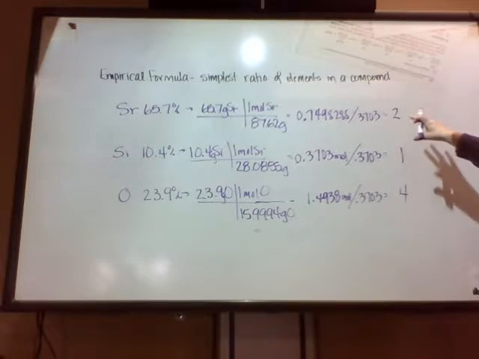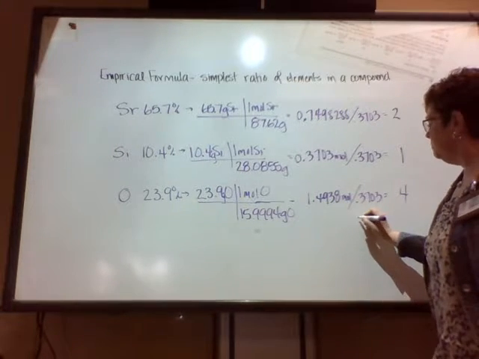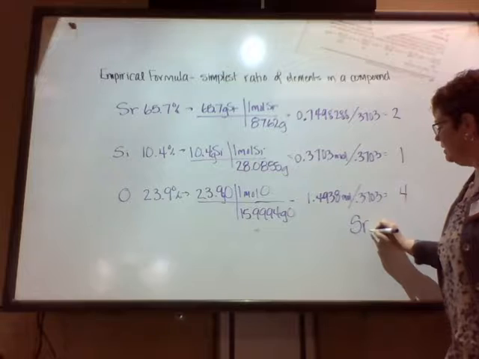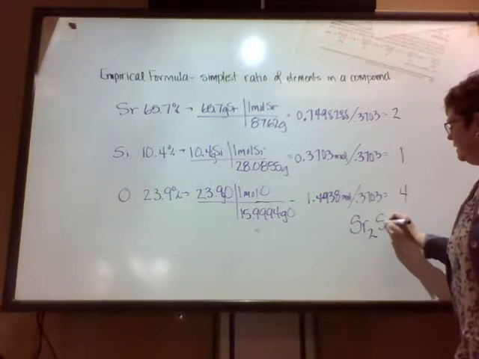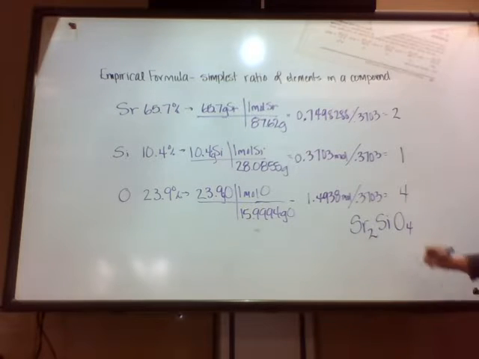Now, it worked out the same again, and I don't know why. It shouldn't have. I mean, I did do that on purpose. So my formula would be Sr2SiO4. Strontium silicate. This good?